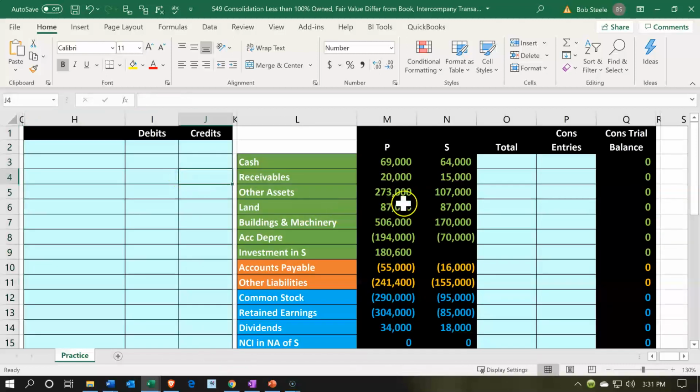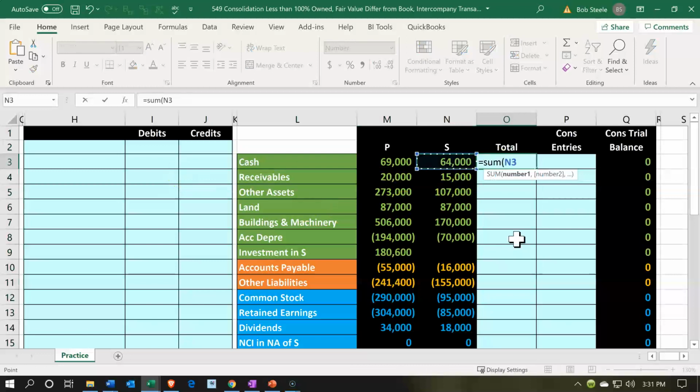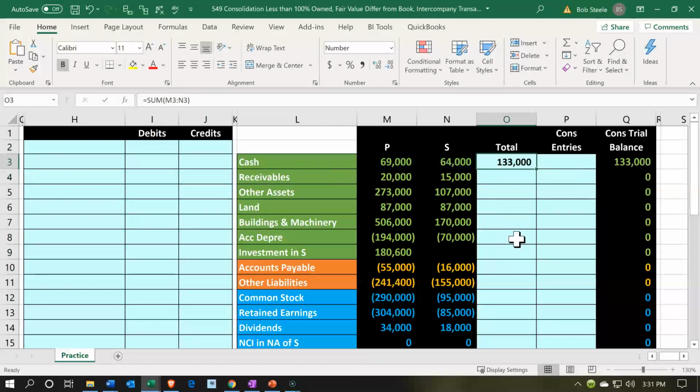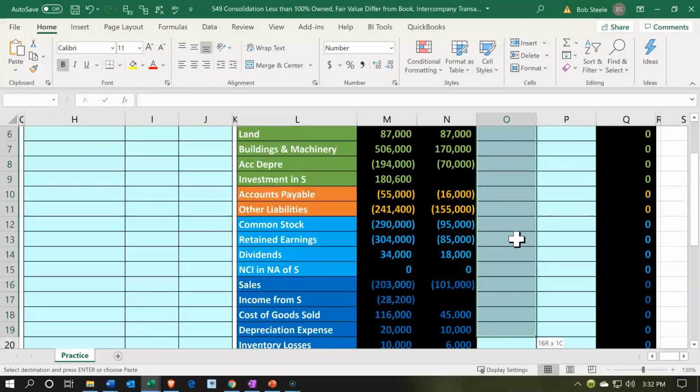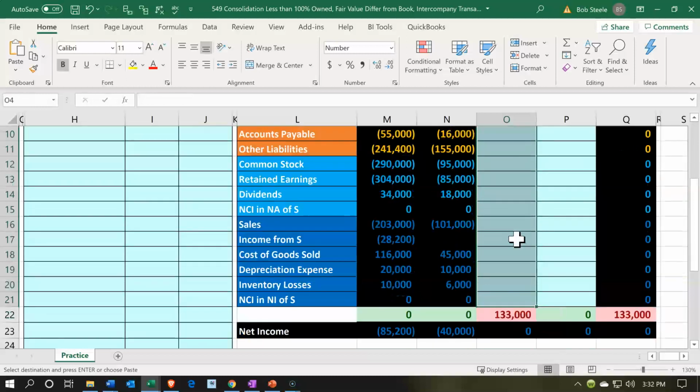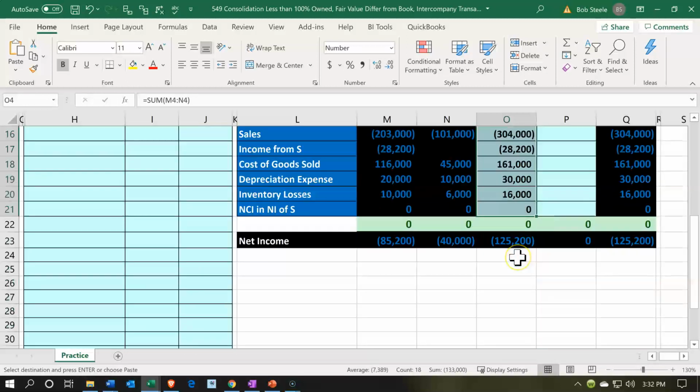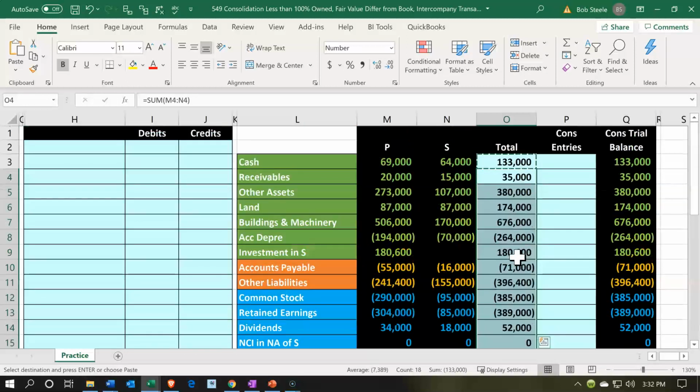Okay, so now let's think about this. We're going to do our little worksheet over here. We've got P's books. We've got S's books. We're going to total them up for our consolidation, just as we've seen in the past. Just going to sum those two up. Going to hit Control-C, copying that. I'm going to hold down Shift and the down arrow, and then I'm going to paste that here and just paste it on down. And there we have that. So there's our starting point.